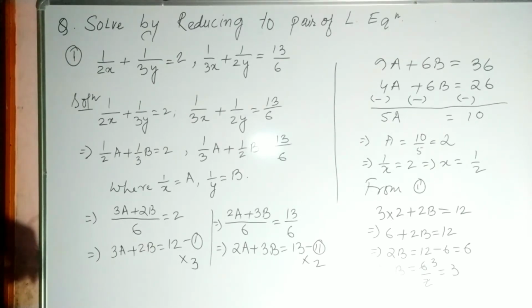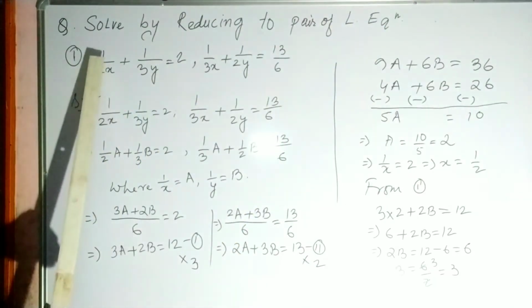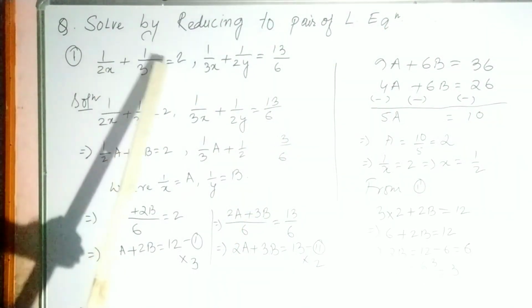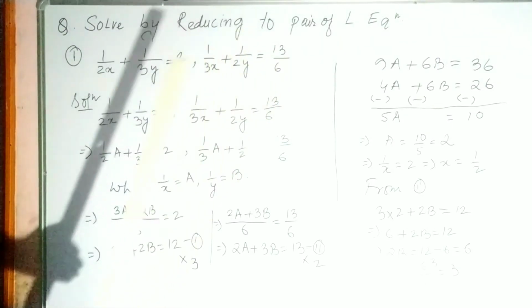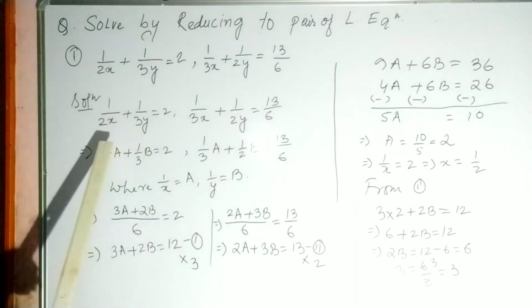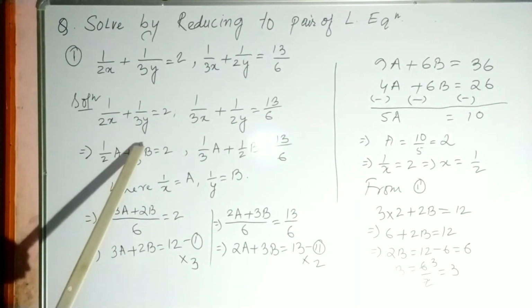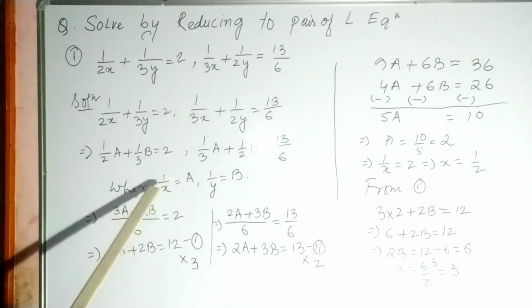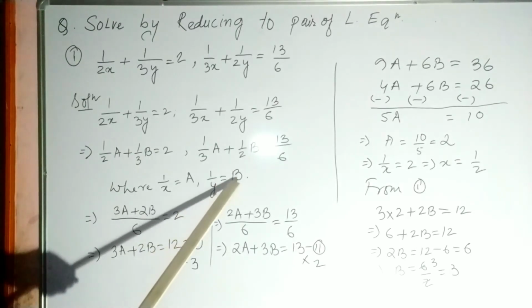Now we have the question solved by reducing to a pair of linear equations. We have 1 by 2x plus 1 by 3y equal to 2, 1 by 3x plus 1 by 2y equal to 13 by 6. So we write the equation as 1 by 2a plus 1 by 3b equal to 2, where 1 by x is a, 1 by y is b.